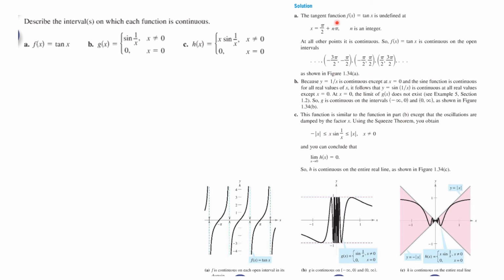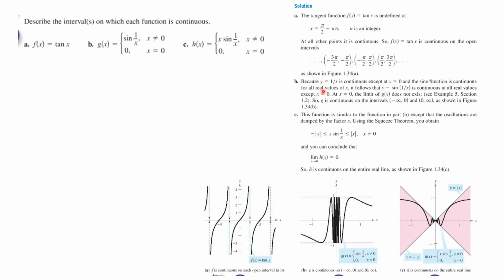Okay, the tangent function goes up to infinity. It has these vertical asymptotes. So it's undefined at these points, and there are an infinite number of these because n could be any integer, but these are the places where it is defined, the open intervals between those.